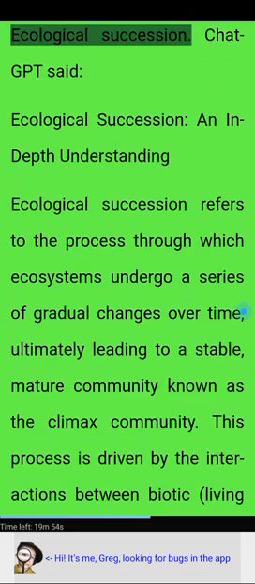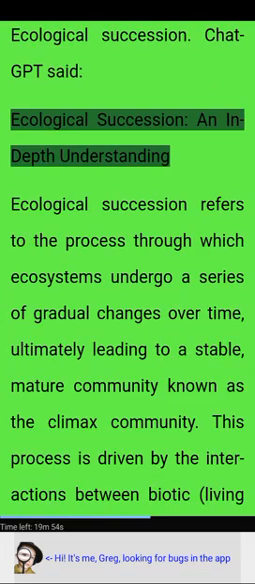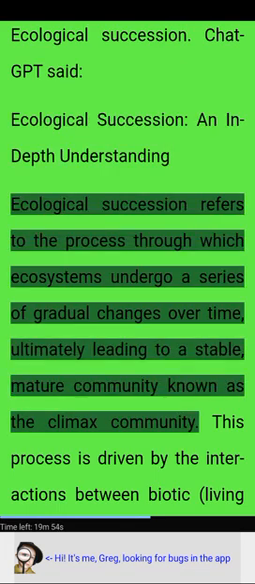Ecological succession. Ecological succession, an in-depth understanding. Ecological succession refers to the process through which ecosystems undergo a series of gradual changes over time, ultimately leading to a stable, mature community known as the climax community.